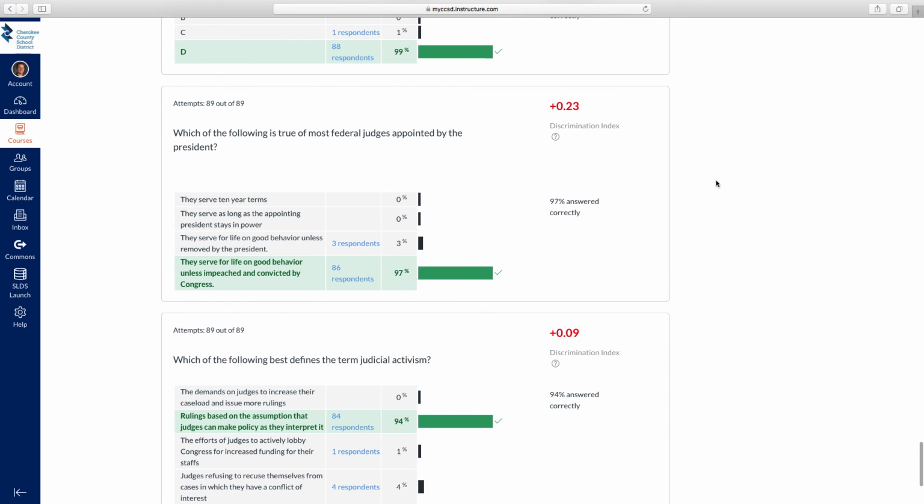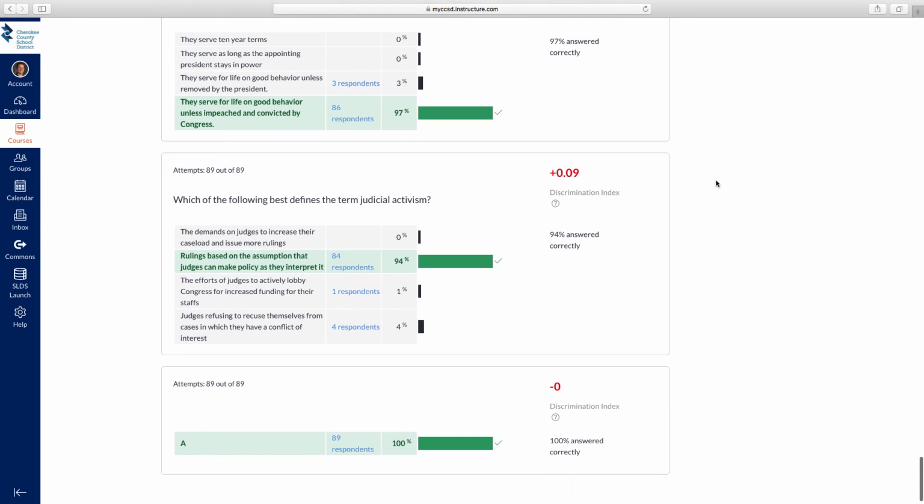Which of the following is true of most federal judges appointed by the president? They serve a life on good behavior unless impeached and convicted by Congress. That is true. C said they serve for life on good behavior unless removed by the president. They cannot be removed by the president. They would have to be impeached, and that requires Congress.